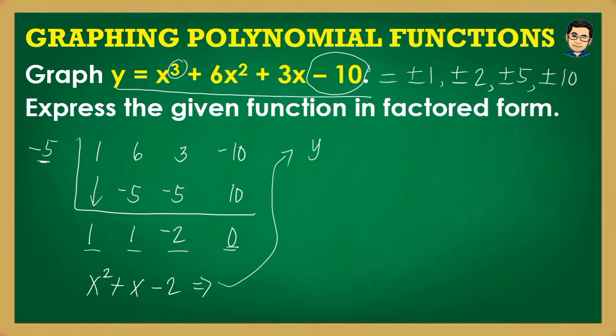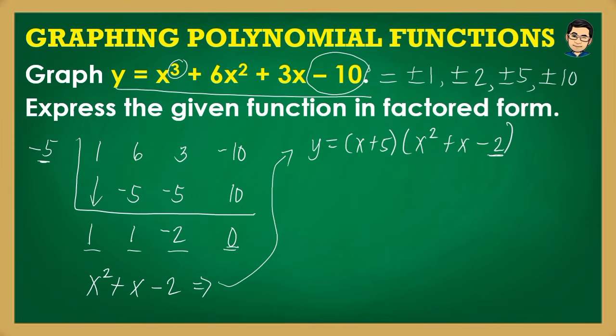So, yung isang factor niya, x plus 5. And then, yung natitira naman is x squared plus x minus 2. So, kung ang x squared plus x minus 2, hindi siya factorable, tinatawag po siyang irreducible factor. Hindi na siya pwedeng i-factor pa. So, kunin natin yung factors ng negative 2. Ano yung factors ng negative 2 na kapag pinag-add natin, lilitaw yung coefficient ng x, which is 1. So, yung factors niya are positive 2 and negative 1.